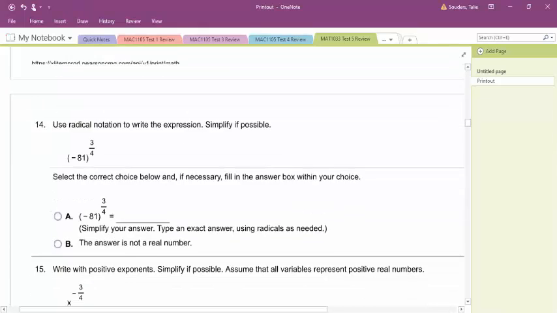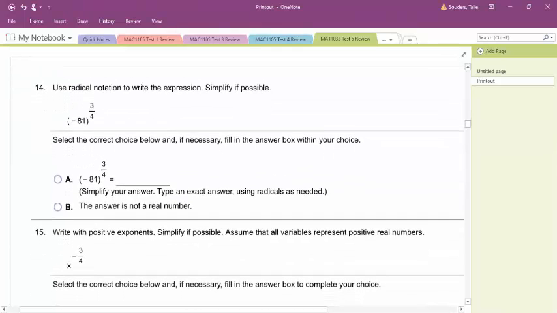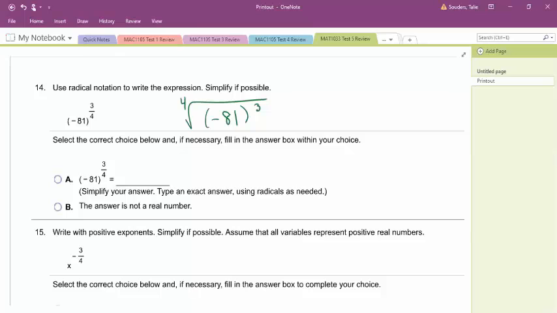What about number 14? How would you rewrite that? So that would be 4 on the outside to negative 81. And then it's cubed. The 81 is cubed. Very good. So the denominator is your root. The numerator is your exponent. So in the other problem, since the numerator was 1, that's why we never had to write an exponent on the inside. But this time we do.